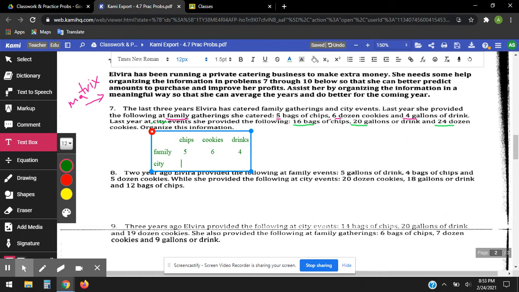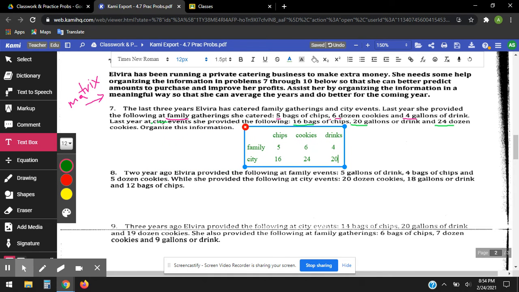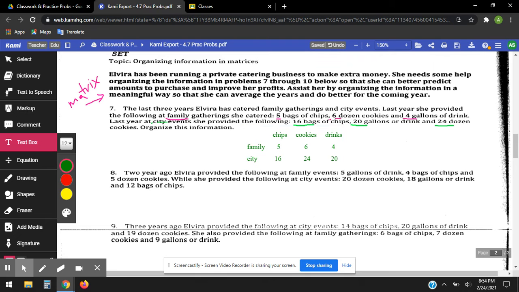She had 16 bags of chips, 20 gallons of drink, and then 24 dozen cookies. Oh my goodness, they mixed them up on us. Don't trust them to put it in the correct order, right? So chips, drink, cookies. So cookies is 24, drink is 20. All right. So here is our matrix of her organization.